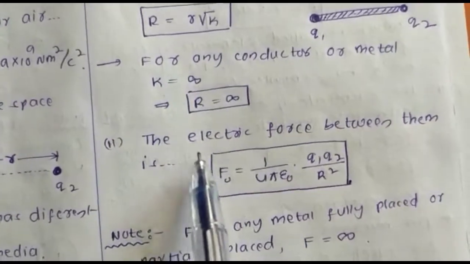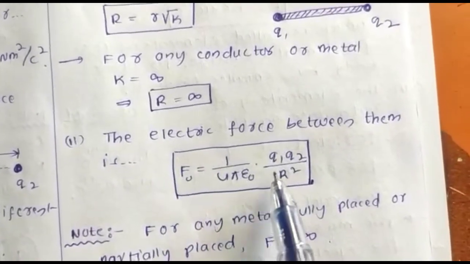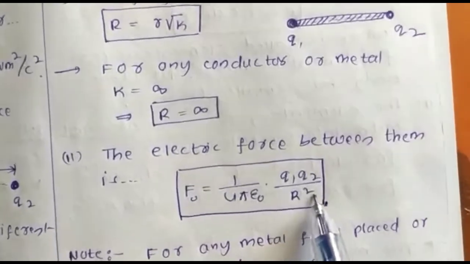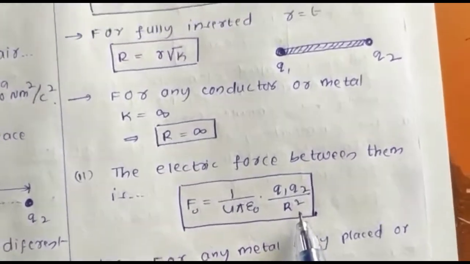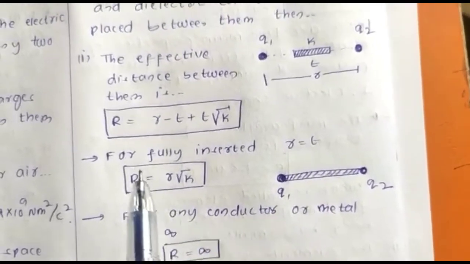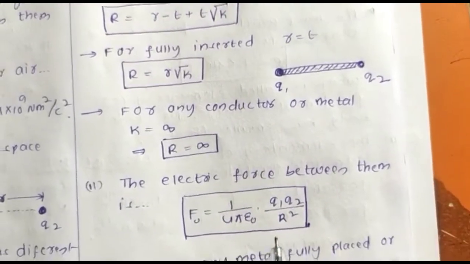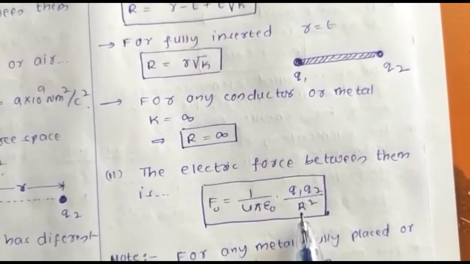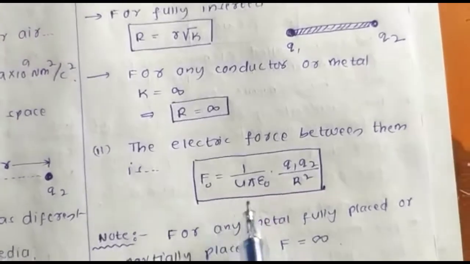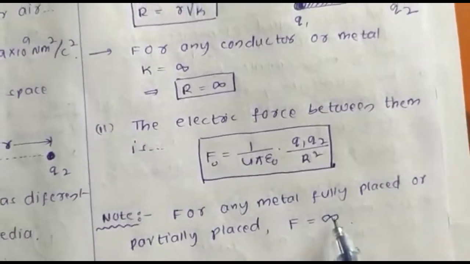And the electric force between them is given by F = 1/(4πε0) Q1 Q2 / R squared. Here don't substitute the small r value. Why? Because these two charges are now separated by a material, and the effective distance is capital R. That's why to find the force, you compulsorily have to find the effective distance between them. After calculating the effective distance, you substitute in this formula, then you get the electric force existing between them.